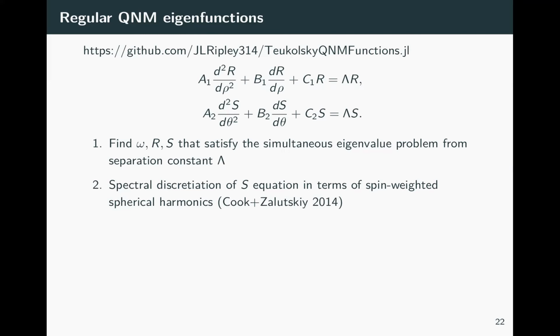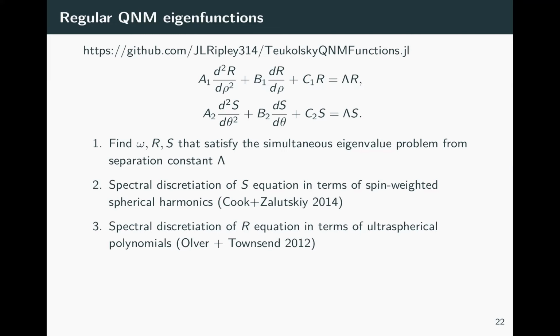In particular, we discretize the angular equation using a well-known spectral discretization in terms of spin-weighted spherical harmonics. And we also discretize R using a spectral method as well. For those who are familiar with pseudospectral methods, what we're doing is something a little bit different that's much better conditioned. If you have questions, I can talk more at the end or offline about why the particular method we use here is so much nicer than pseudospectral methods.